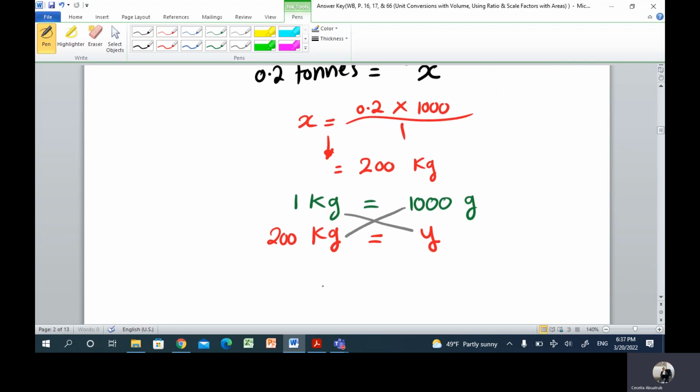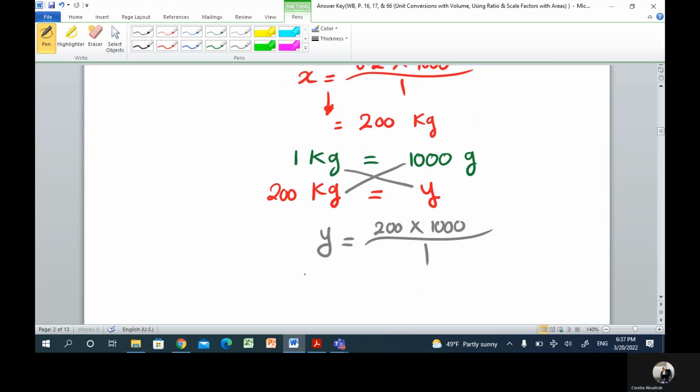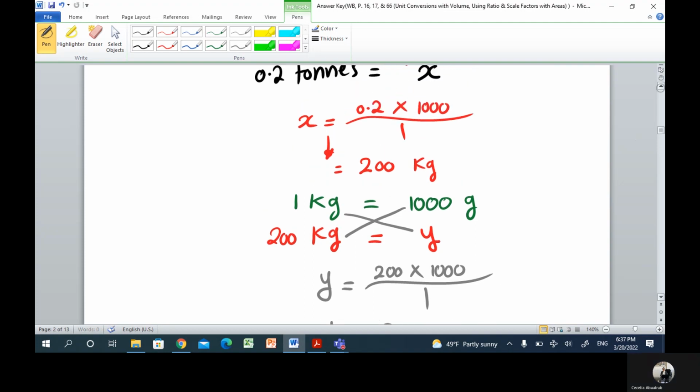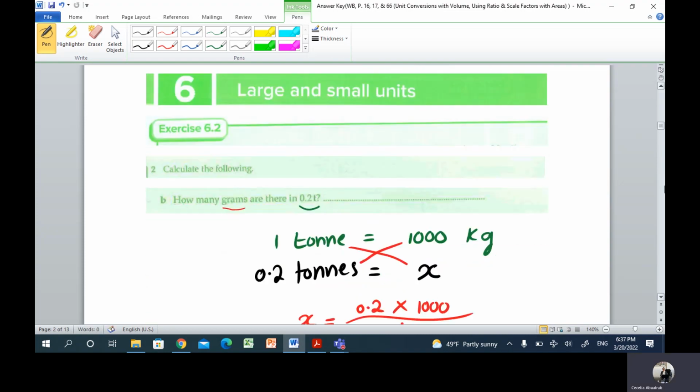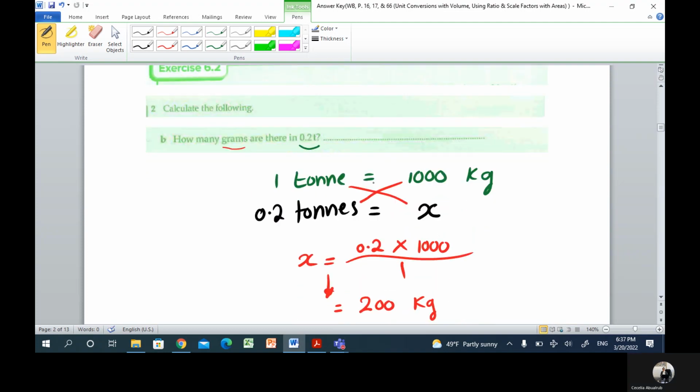And then I'm going to cross multiply. So my unknown is y equals to fraction line. Y is multiplied by 1, so the 1 will go down. The other two numbers, 200 and 1,000, they will go up, multiplied by each other. Accordingly, y is equal to 200,000 grams. So the answer for this part here, how many grams in 0.2 tons? It will be 200,000 grams. Okay.